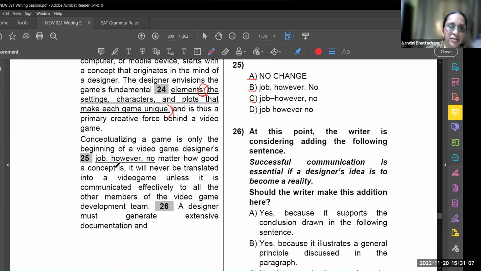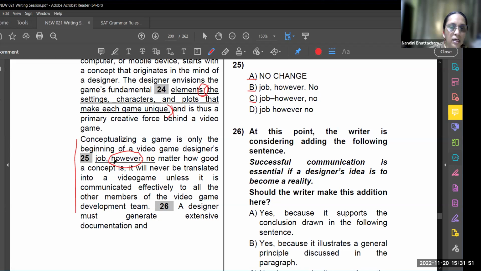Okay, now let's read the sentence and figure out whether anything is wrong, and if wrong, what is it? So we have, conceptualizing a game is only the beginning of a video game designer's job. However, no matter how good a concept is, it will never be translated into a video game unless it is communicated effectively to all the other members of the video game development team. Now, this whole thing is one sentence. So what is this sentence doing? It's talking about a lot of things. We have a however in the middle.